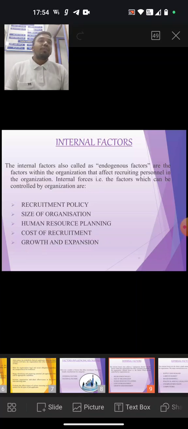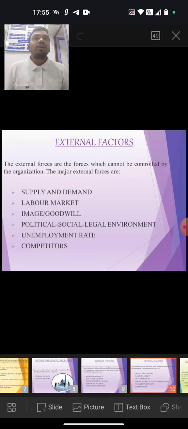Internal factors are factors which can be controlled by the organization. They are as follows: recruitment policy, size of organization, human resource planning, cost of recruitment, growth and expansion. Second one is external factors. The external forces are the forces which cannot be controlled by the organization. The major external forces are supply and demand, labor market, image, goodwill, political, social, legal environment, unemployment rate, competitors.